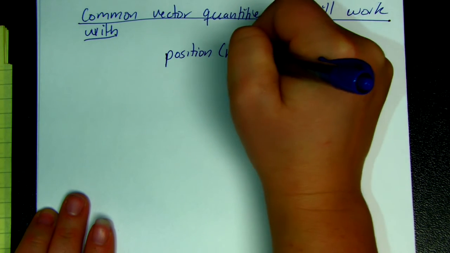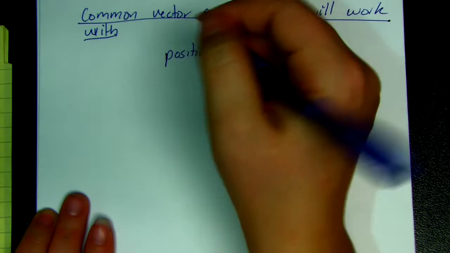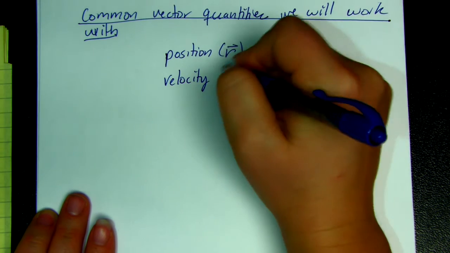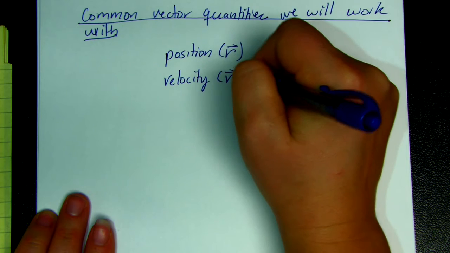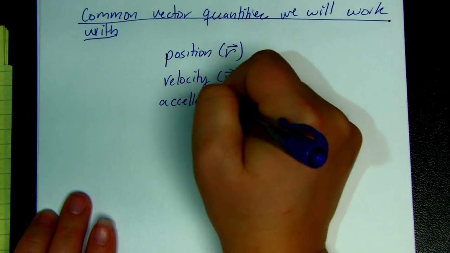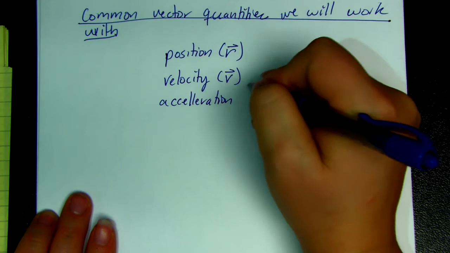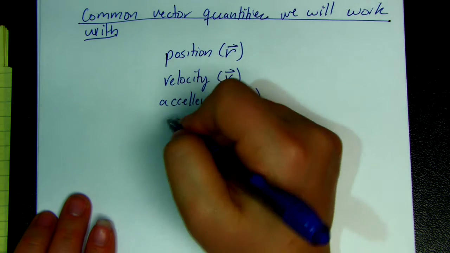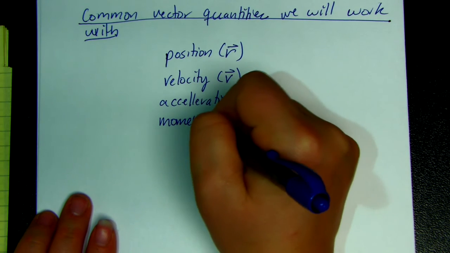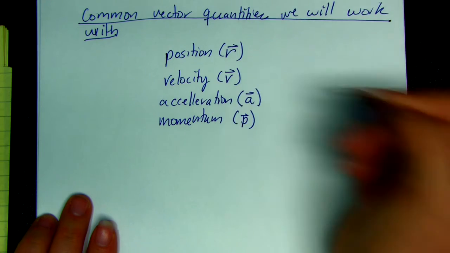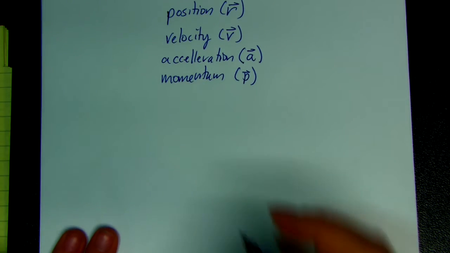Where in space are you? Typically denoted with an R. Velocity. How fast and in what direction? Acceleration. Are you speeding up, slowing down, and in what direction? Momentum. Mass times velocity. Very important in physics. It's denoted with a P.